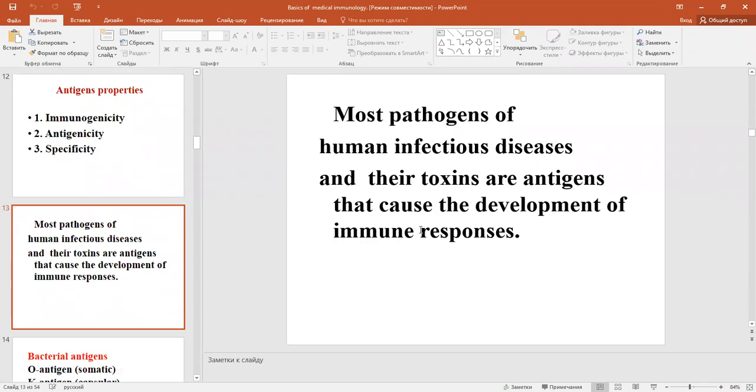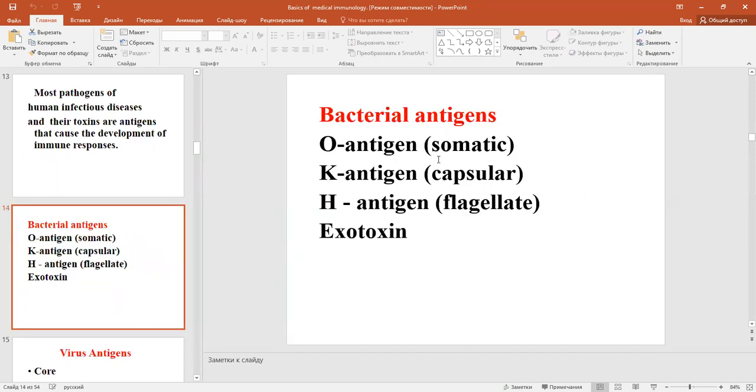Most pathogens of human infectious diseases and their toxins are antigens that cause the development of immune response. Of course, they consist of different substances, and they are foreign substances for the immune system, and they are recognized by the immune system. Bacterial antigens, or antigen, just in general, every substance or bacterial cell is recognized like antigen, specific antigen, and specific antibodies are produced for every substance.